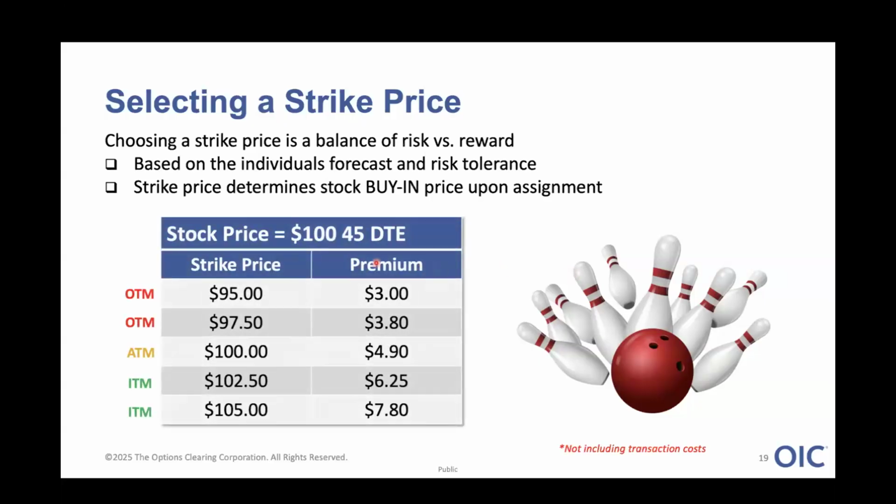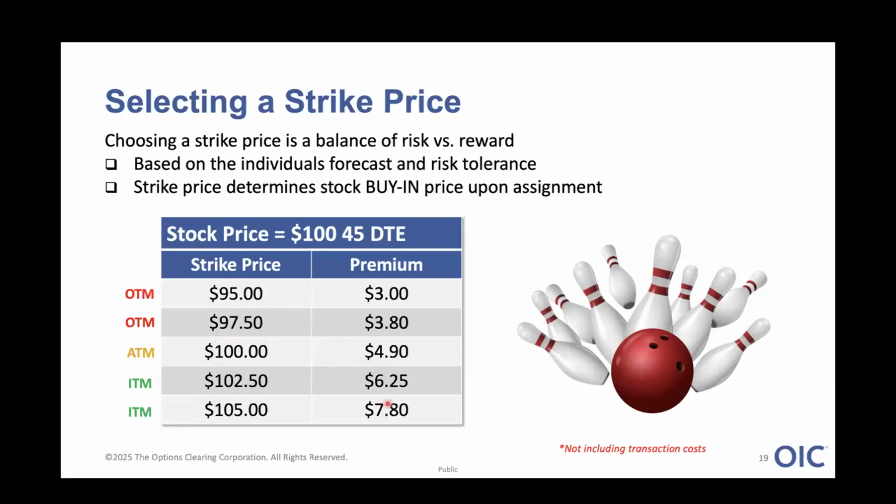So let's just say we have a $100 stock trading at 100, 45 days to expiration, and we see various put strikes. We have the 95 level put all the way up to the 105. The 105 and 102.5 are in the money. The 100 put is exactly at the money. The 97.5s and the 95s are out of the money.